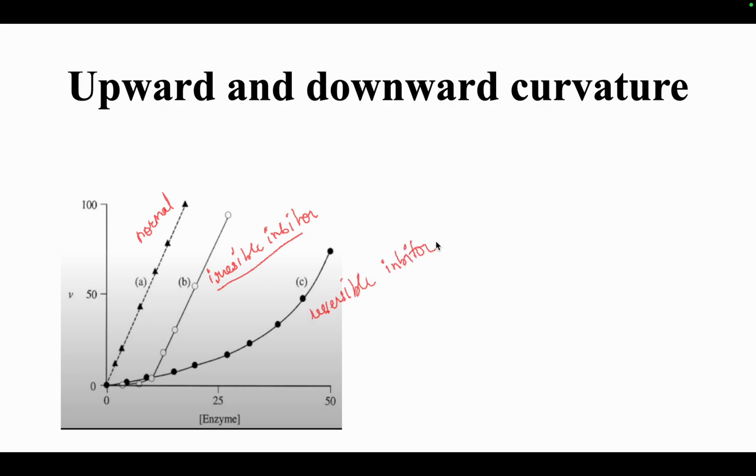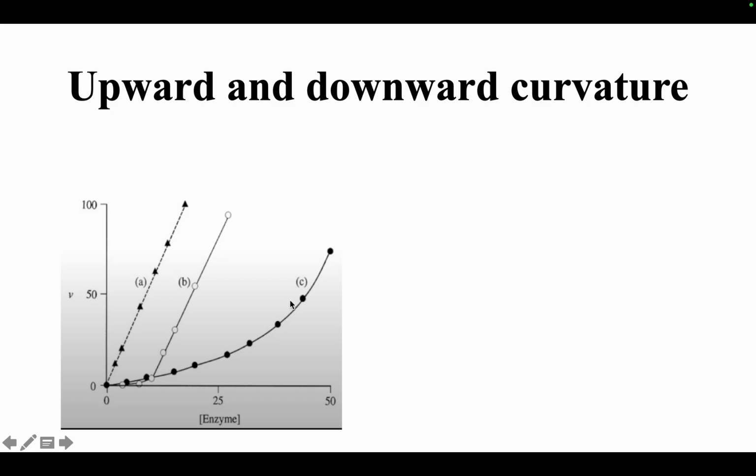Whenever a reversible inhibitor is present, that is, the inhibitor is reversibly binding to the enzyme, we have a smooth upward curvature in case of reversible inhibitors. So these are the special conditions which can be seen during your enzyme assay, and you need to recognize what the reason is for these upward and downward curvatures.